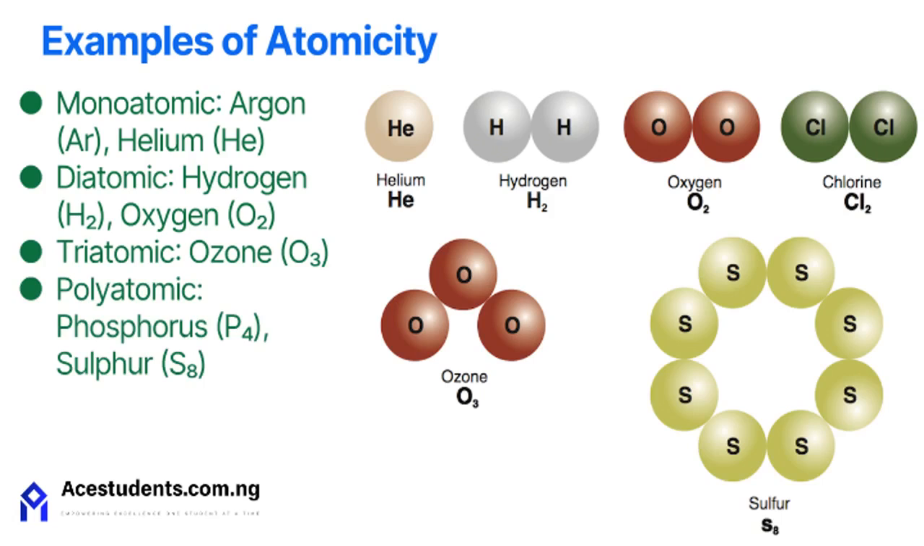Finally, some elements are polyatomic, containing many atoms. Examples include phosphorus, with 4 atoms, and sulfur, with 8 atoms in a molecule.